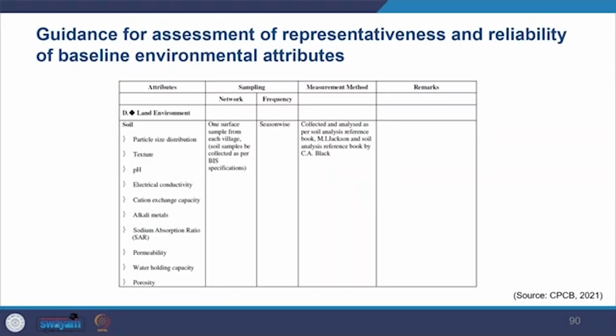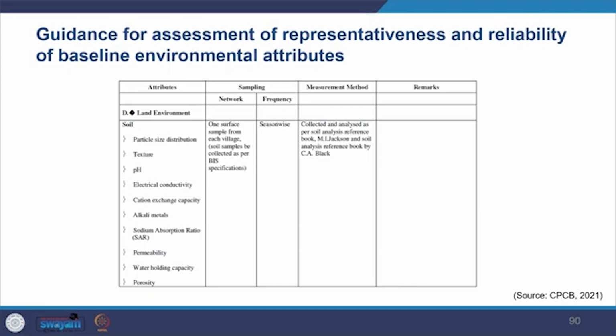You can find the different attributes of land and land use environmental data with respect to their sampling frequency, network and measurement methods. That is also provided by the ministry here. So these guidelines are provided. You can see the attributes, the sampling, the measurement methods, and how you have to take them. So you can see the land environment, within that, soil, what all things you have to take care of: particle size distribution, texture, pH, electrical conductivity, and then how you have to take sampling.